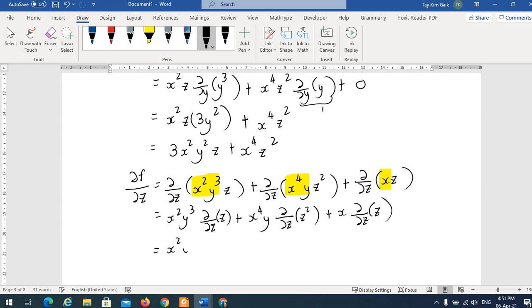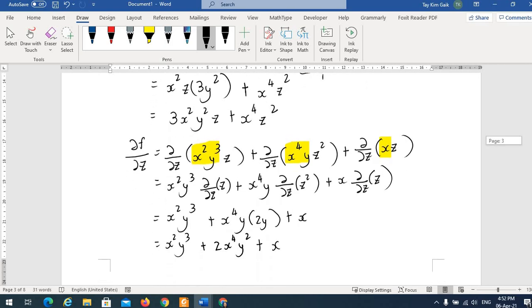X squared y cubed, del del z of z is 1. Plus x^4 y, del del z of z squared. We have 2y, del del z of z is 1. There's only plus x. Okay. X squared y cubed plus 2x^4 y squared plus x. So this is question 3a.